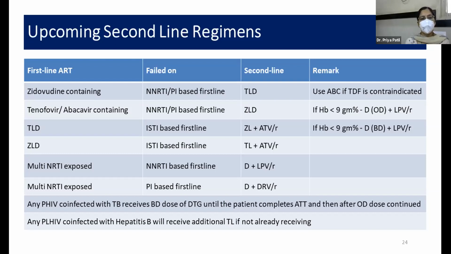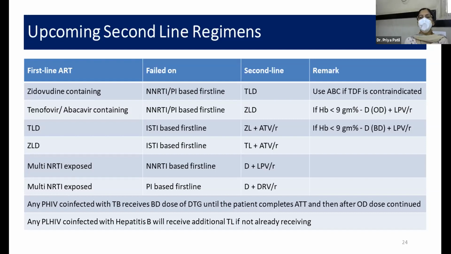Now suppose the patient fails on TLD with INSTI based first line, then the second line regimen here will be TL with atazanavir ritonavir, TL ATV/r. If we have a multi-NRTI exposed patient, so here many NRTIs were used in a consecutive fashion, and the patient was on NNRTI based first line.